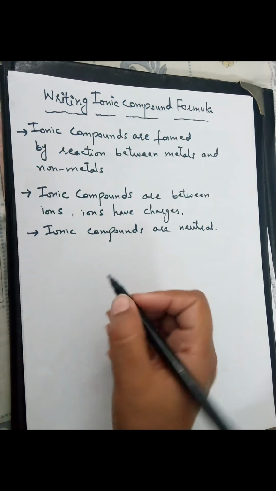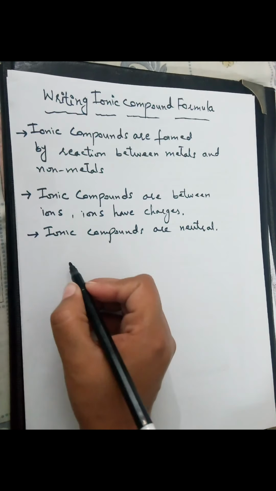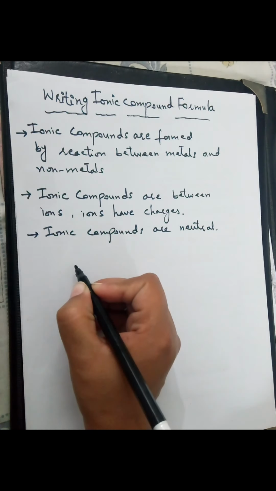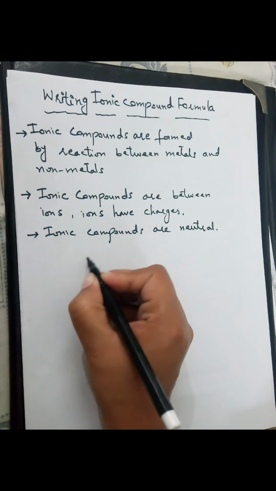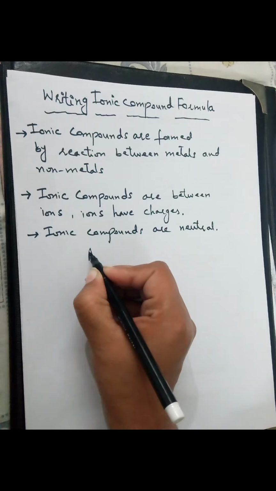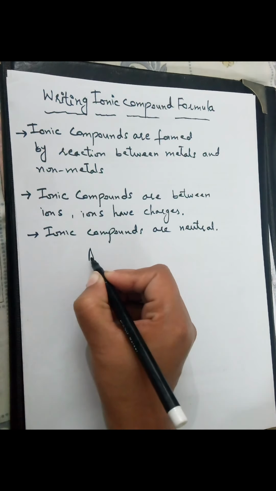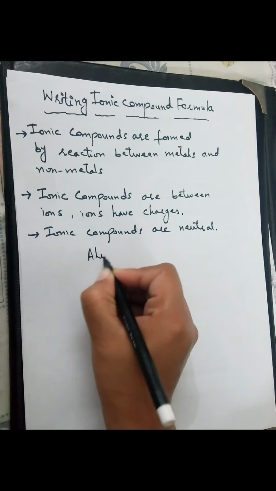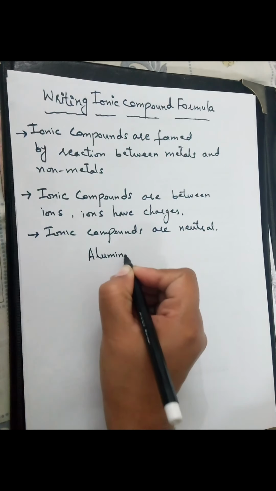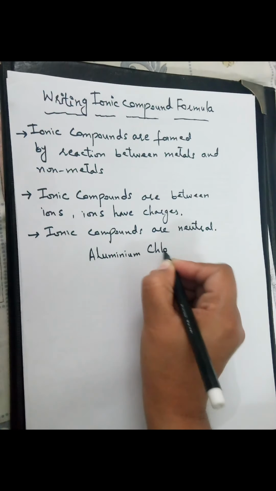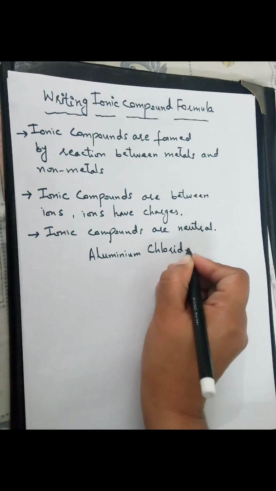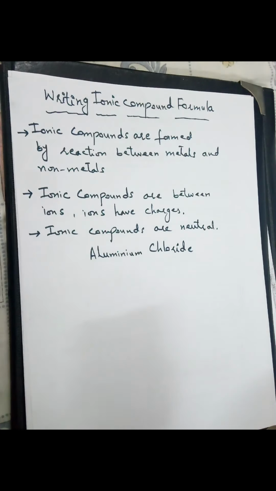Now I will move towards how to write an ionic compound formula. Aluminum chloride. Okay, the first compound I take is aluminum chloride.